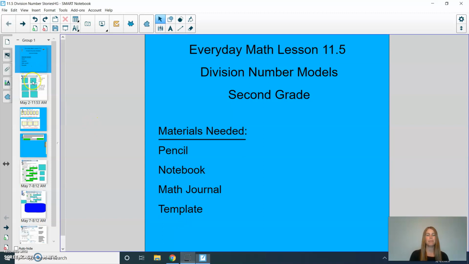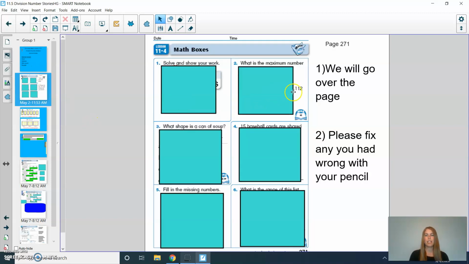Let's get started. The first thing that we're going to do is go over our math boxes from the previous lesson. So if you can open to Math Journal page 271. If you're noticing that you have any mistakes, please fix those with your pencil and eraser.